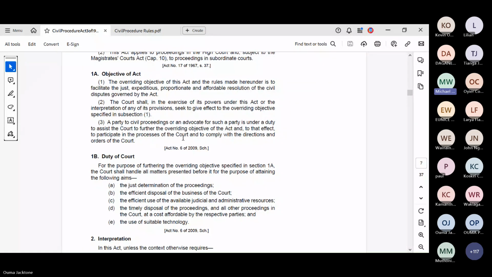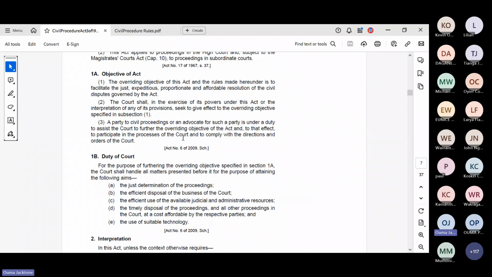For the duty of the court, for the purposes of furthering the overriding objective specified in Section 1A, the court shall handle all matters presented before it for the purpose of attaining the following aims: A, the just determination of the proceedings; B, the efficient disposal of the business of the court; C, the efficient use of the available judicial and administrative resources; D, the timely disposal of the proceedings and all other proceedings in the court at a cost affordable by the respective parties; and E, the use of suitable technology.